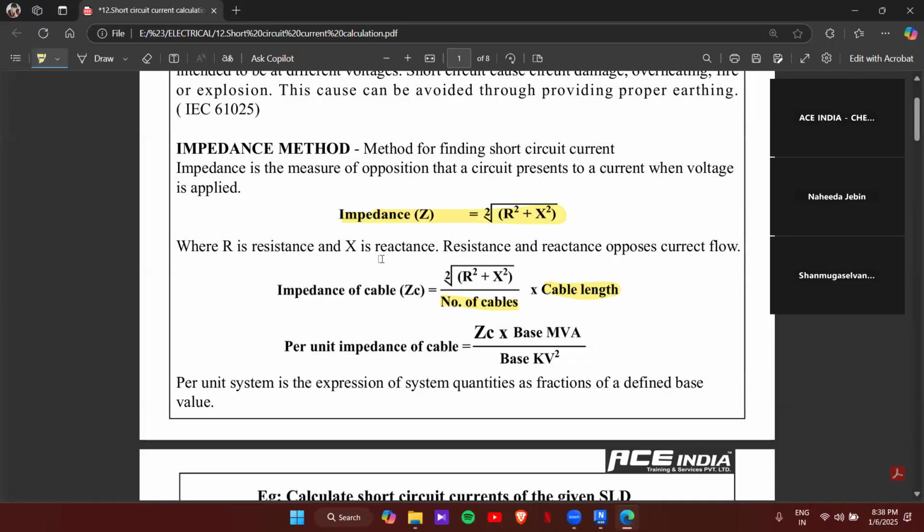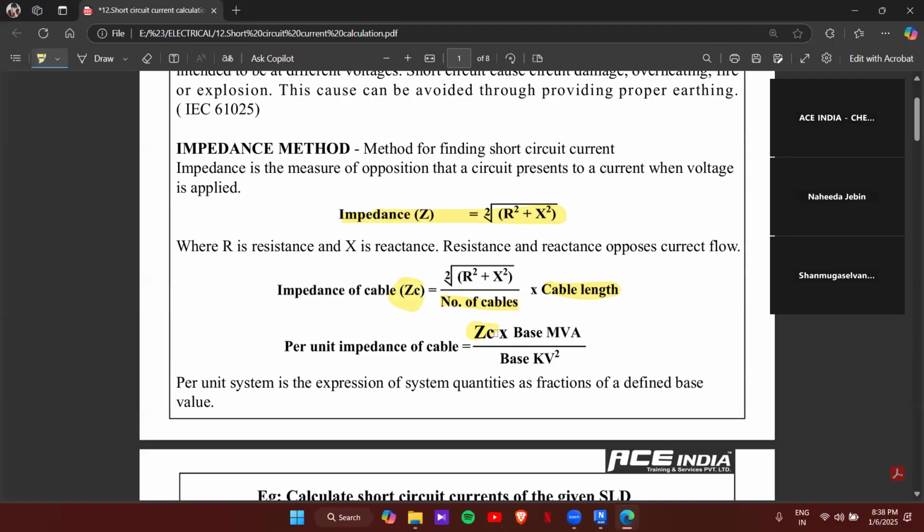Next is the per unit impedance. Per unit impedance is a unit value, and it will always be less than 1. If we get a value more than 1, it is actually wrong. The per unit impedance of the cable is equal to ZC, where ZC is the impedance of the cable, into base MVA divided by base kV squared.